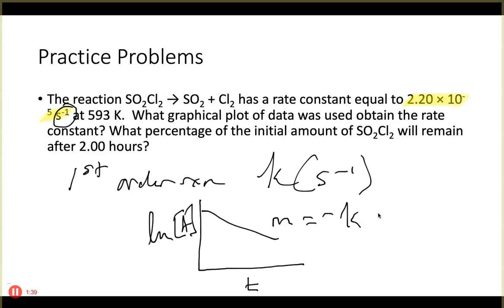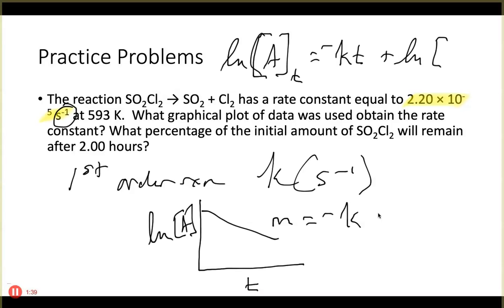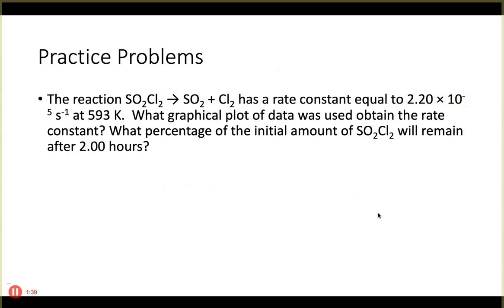Because the equation for a first order reaction, the integrated rate law, is the natural log of the concentration of A at time t equals negative kt plus the natural log of the concentration of reactant A at time 0. So we've already answered our first question. All we needed was the little bit of information over here, which was the units of our k.